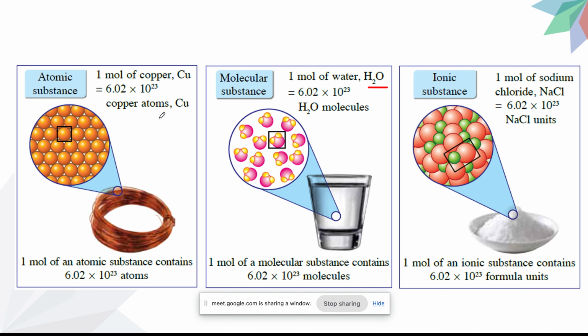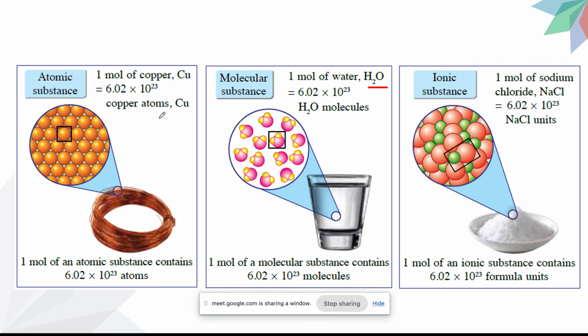Now let's move on. 1 mole of atomic substance contains this number, 6.02 times 10 to the power of 23, right? For all 3 of them, they contain the same thing. 1 mole of atomic substance contains 6.02 times 10 to the power of 23 atoms, and molecular substance, molecules. 1 mole of ionic substance contains 6.02 times 10 to the power of 23 formula units, because we're looking at ionic substance. So in any case, they are all the different types of particles.